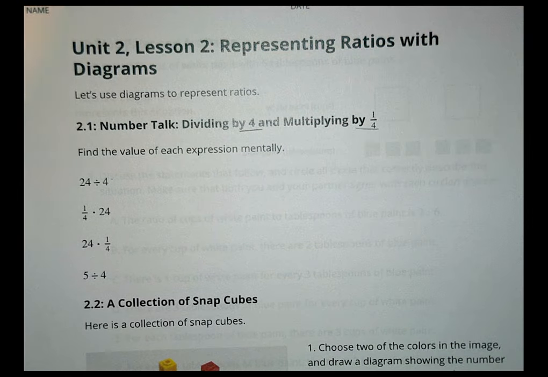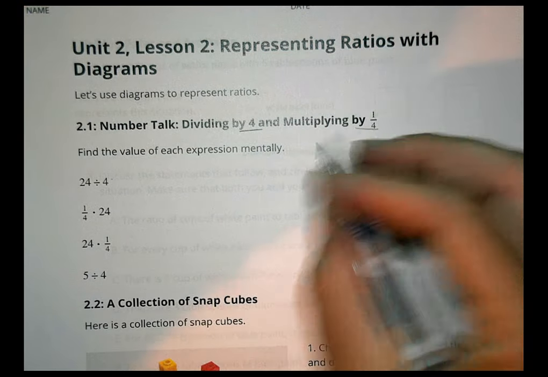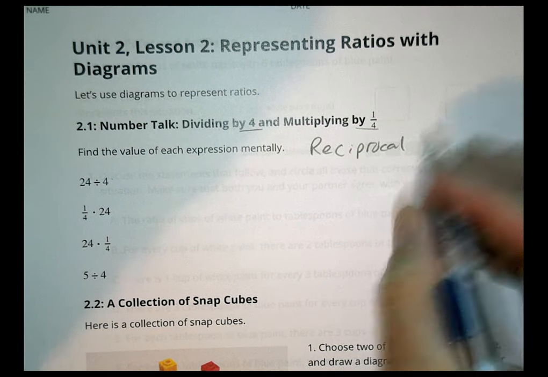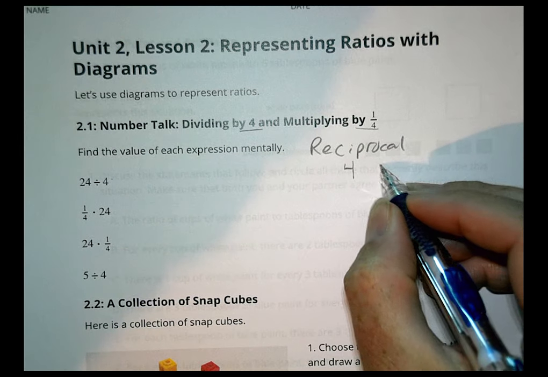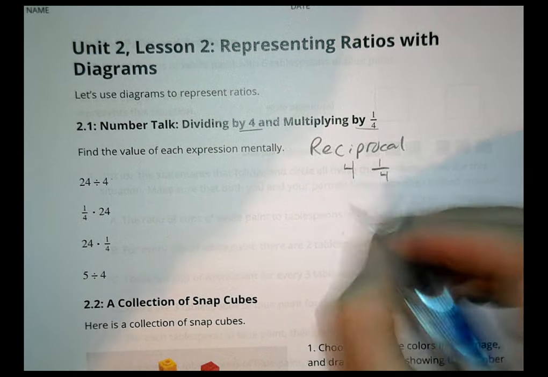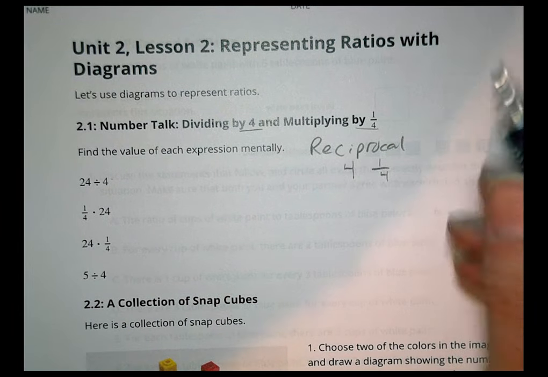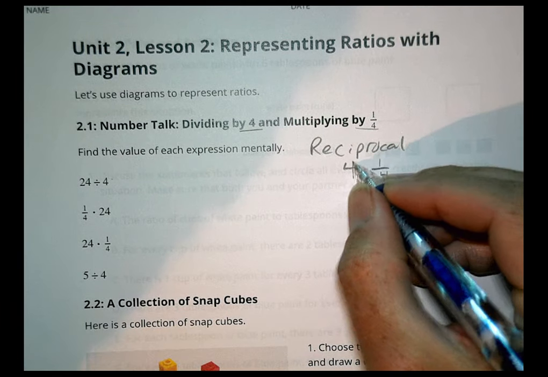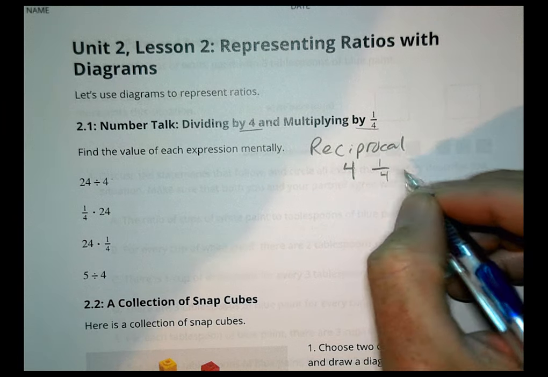Okay, so just a little review of what we call multiplying by the reciprocal, and that's a word you may be familiar with. If you have a number 4, the reciprocal is 1/4. Sometimes we talk about flipping things over. It's not mathematically correct to say flip it over, but we talk about multiplying by the reciprocal.